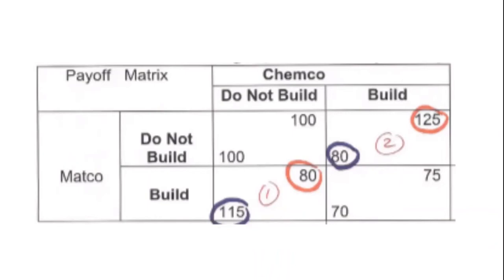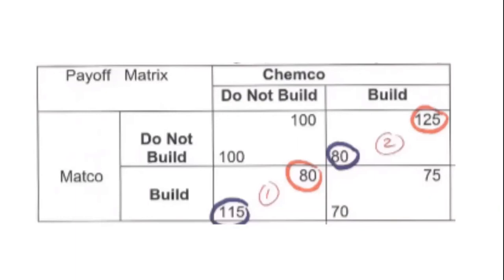So that's why the 100 for not building is going to 115 for Matco, and then the 80 for not building is going to 70 if you build, assuming the competitor also builds. That seems to be the easiest way to explain this. In the rows now, in the first row, if Matco does not build, Chemco builds and makes a profit of 125. And if Matco builds, Chemco is better off not building.